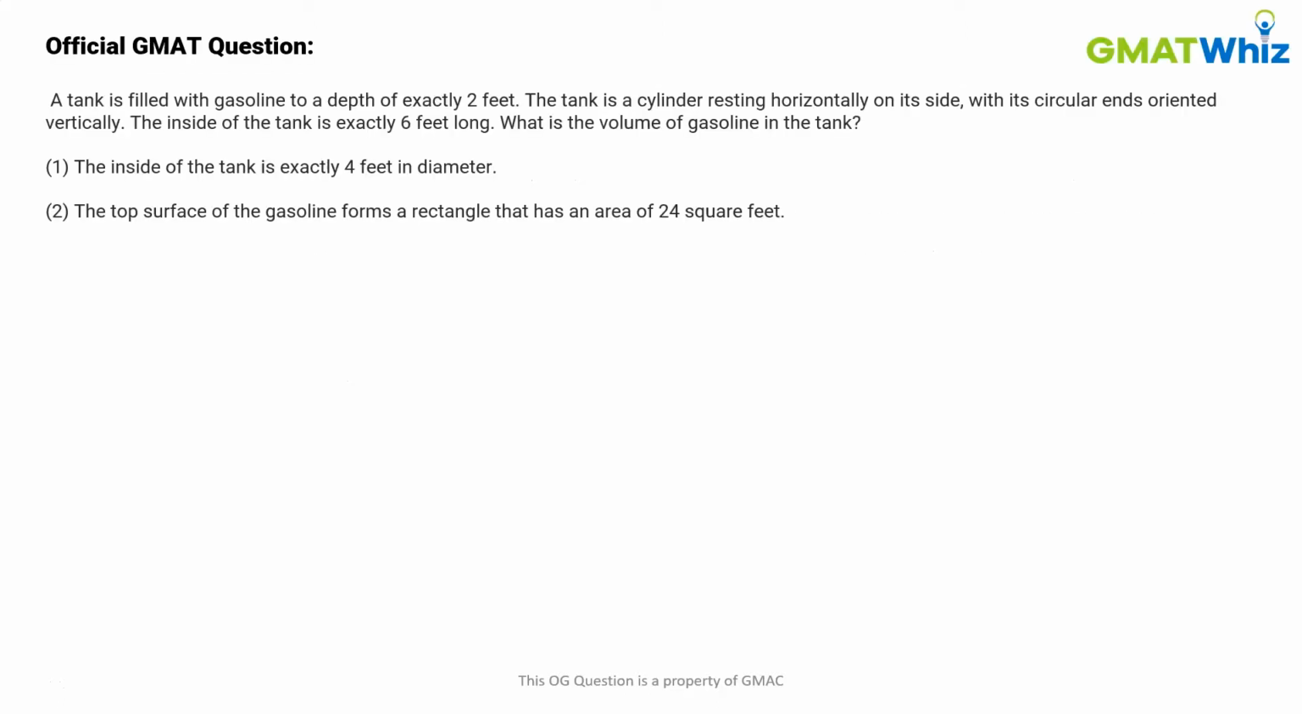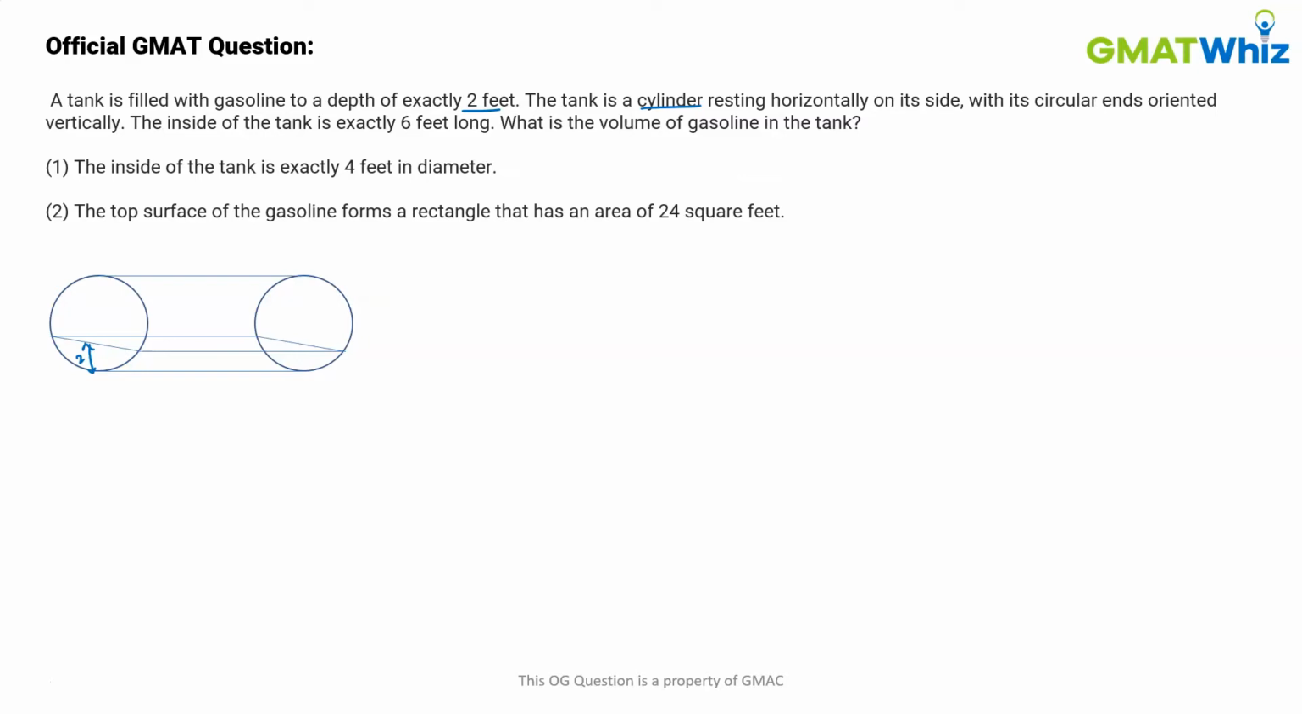So in this question we are given that a tank is filled with gasoline to a depth of exactly 2 feet. And let's read how the tank is. It's a cylindrical tank which is resting horizontally on its side with its circular ends oriented vertically. So we have a figure something like this. Okay, and this is the height till which gasoline is filled, and this is 2 feet.